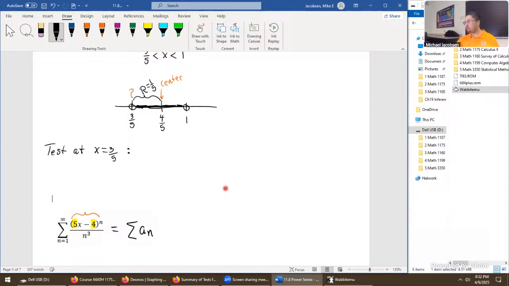So at x is 3/5, we'll have the summation of a_n, and this one starts at 1, going to infinity. Plugging 3/5 in here kind of makes sense in a way, right? We would get 5 times 3/5 minus 4 to the power of n, but that's just going to be 1 to the power of n. Their work looks like it's kind of just done at that step. So this is divided by n cubed, and we have a summation from 1 to infinity. The 5's cancel, 3 minus 4, and I said that incorrectly. It's (-1) to the power of n divided by n cubed.